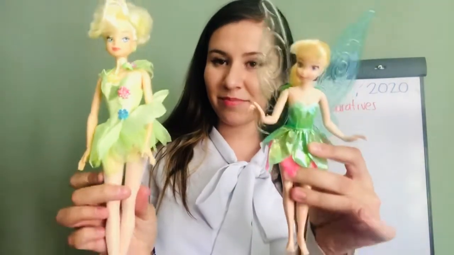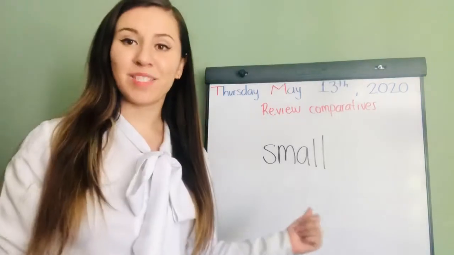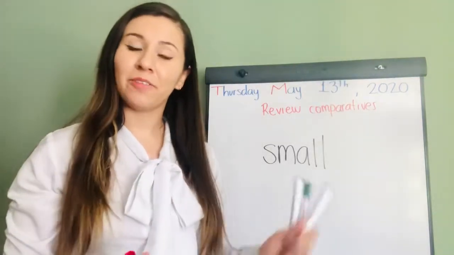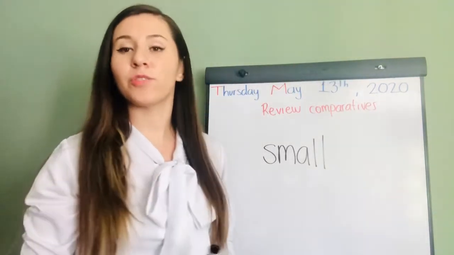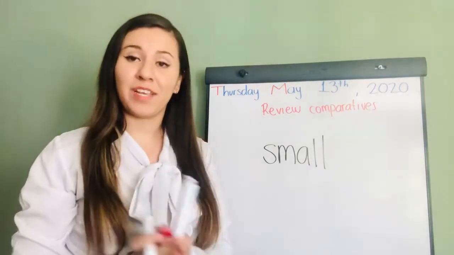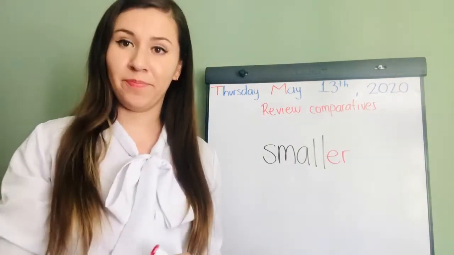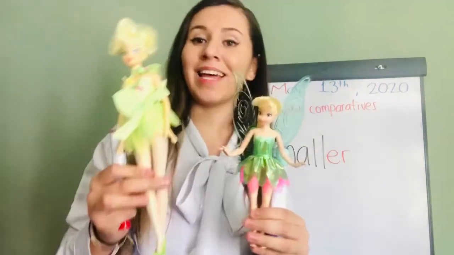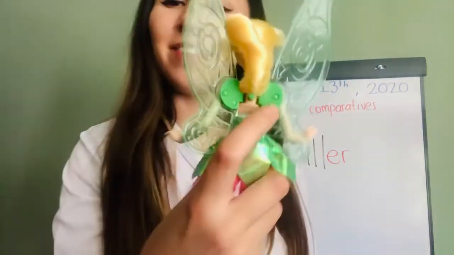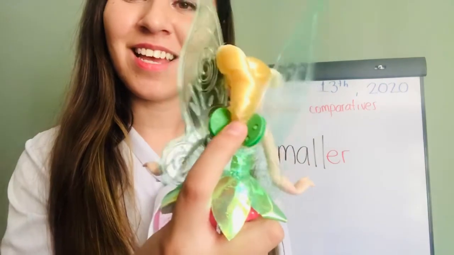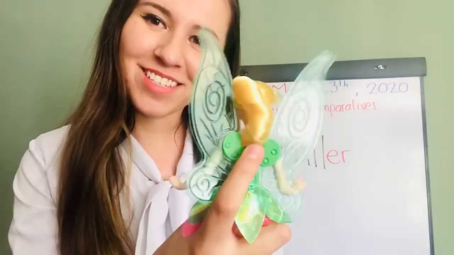I have this doll and also this doll. Let's compare them using the word small. Remember, we have to count the syllables. In this case, it's just one syllable. So we just have to add the ending er. Smaller. This doll is smaller than this doll. I have to show you something. Look at this. You can move the wings of this doll.